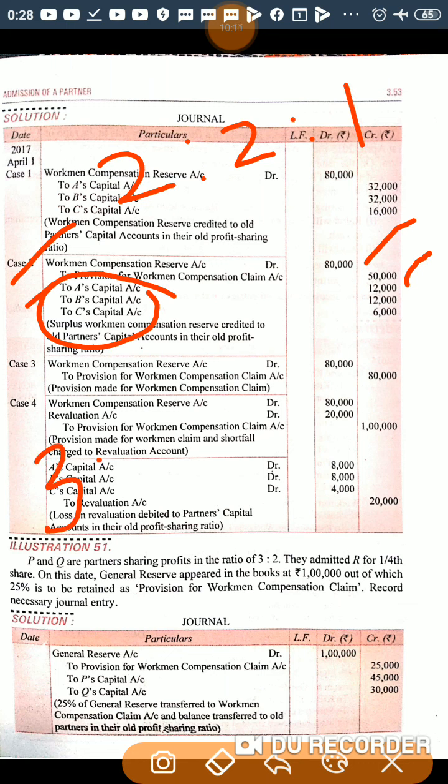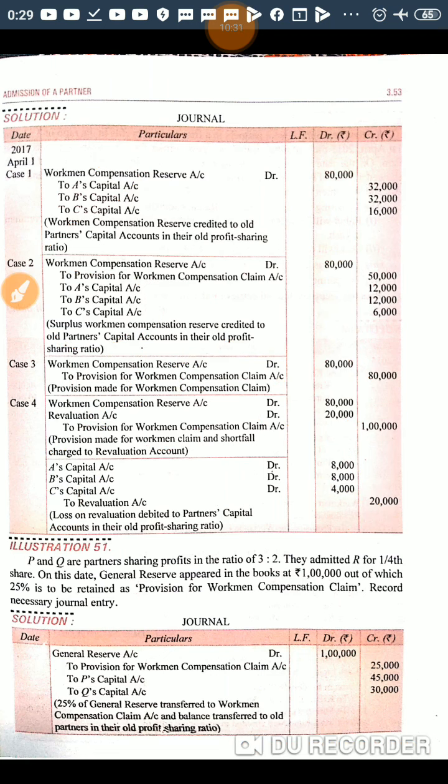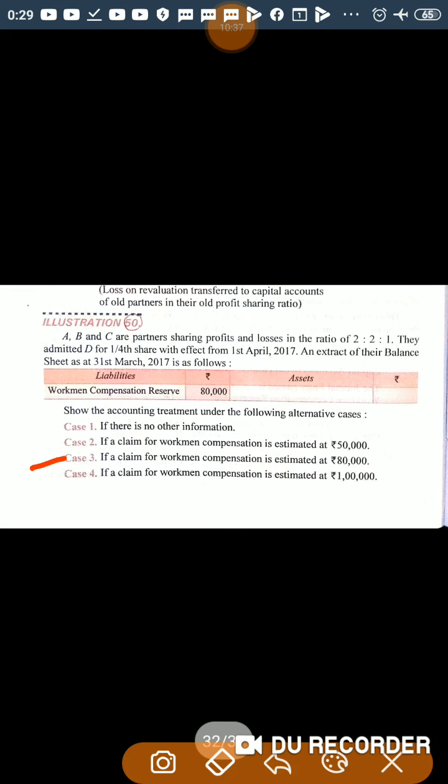So if you calculate 30,000 for A, A's share is 2 by 5. 5 sixes are 30, 6 twos are 12,000. In this way you can calculate it and you will credit it. Now I'm taking the third situation, third case. If a claim for workmen compensation is estimated at 80,000. So in the balance sheet, workmen compensation reserve is given as 80,000, and in the additional information at the time of admission they have given the actual claim as 80,000.